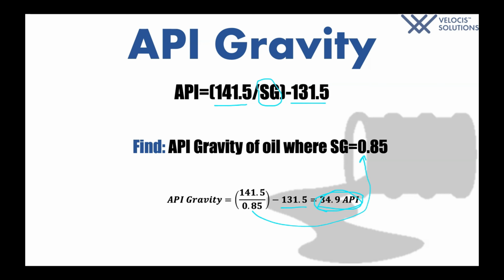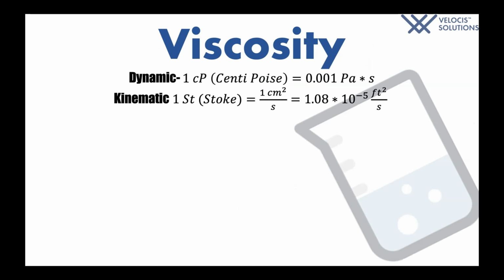Let's talk about viscosity. As you remember, we have two types of viscosities, dynamic and kinematic. Viscosity can be simply defined as the resistance to flow. Dynamic viscosity is often given in terms of centipoise or sometimes Pascal multiplied by second. As you already know, kinematic viscosity is found by dividing dynamic viscosity by density. The unit of the kinematic viscosity is Stoke and often given in terms of centi-Stoke or centimeter square divided by seconds.